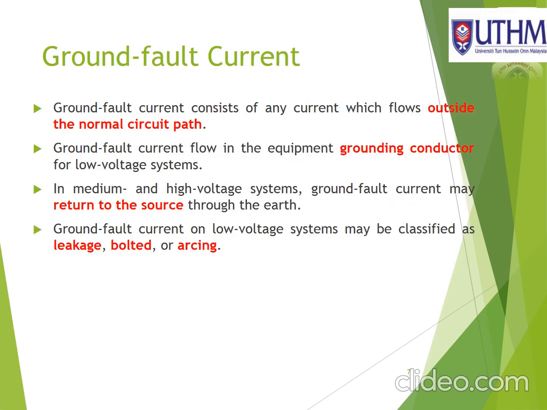Next, ground fault current. Ground fault current consists of any current flowing outside the normal circuit path. Ground fault current flows in the equipment grounding conductor for a low voltage system. But in medium and high voltage, ground fault current may return to the source through the fault. Ground fault current on a low voltage system may be classified as leakage, bolted or arcing.